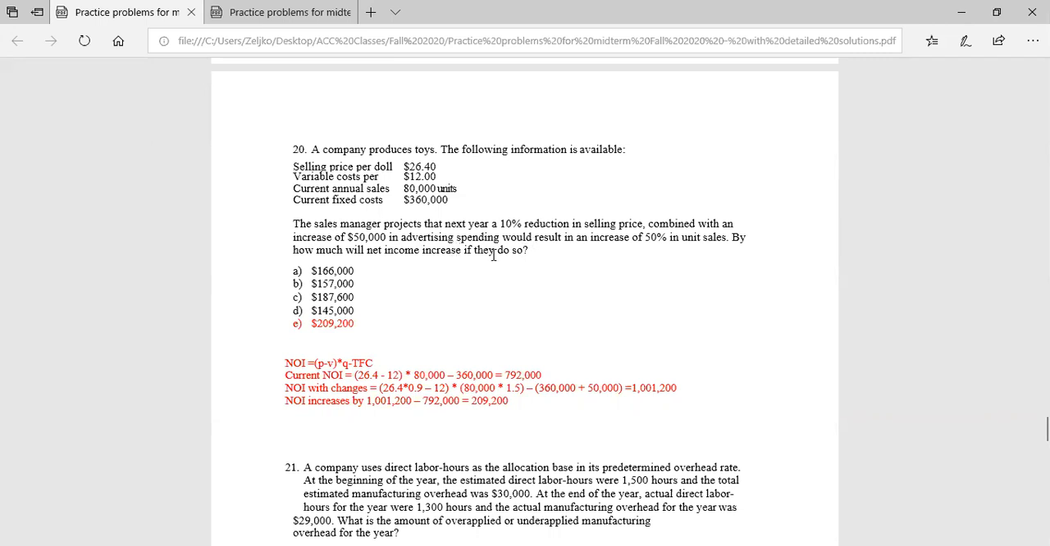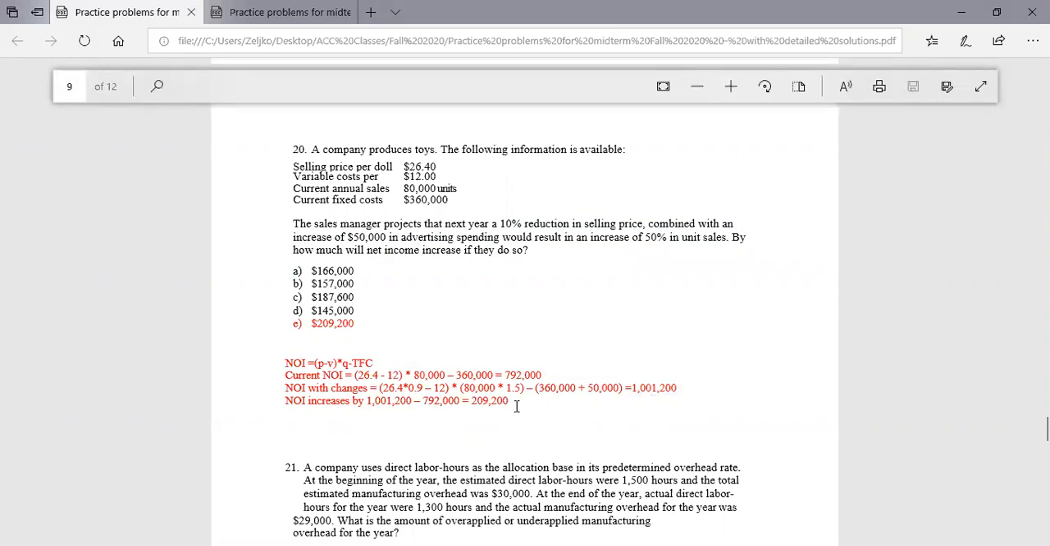This is again the same thing. We don't need to go through this whole thing. Same thing as the previous problem. So we would do scenario 1. Well, what's the current NOI? It would be 792, right? And then we make these changes here, same like in the previous problem. So the new NOI would be $1,001,200.